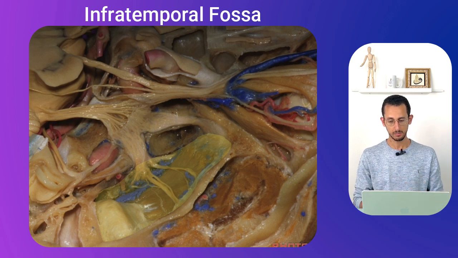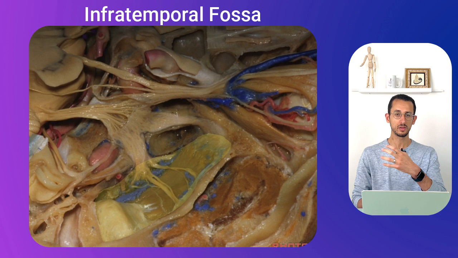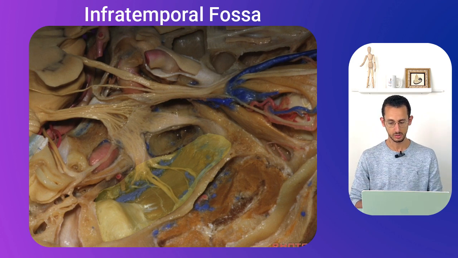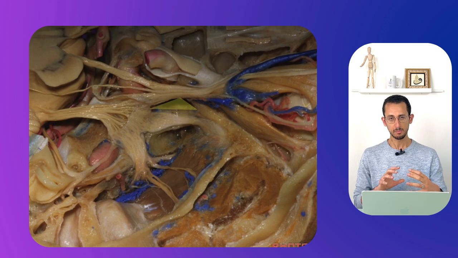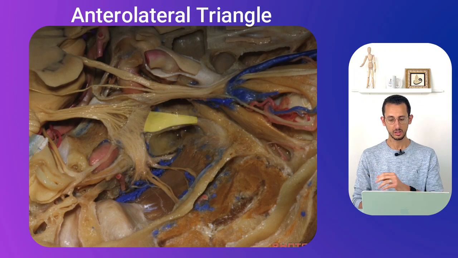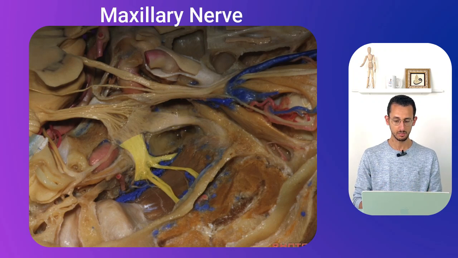Then we have the maxillary, which goes inferior to the cavernous sinus before going through the foramen rotundum and then into the pterygopalatine fossa. The last one is the mandibular, through the foramen ovale and then the infratemporal fossa. We will have two triangles made in relationship to those branches. The anteromedial triangle is formed by the angle between the ophthalmic and maxillary nerve, while the anterolateral triangle is formed between the maxillary nerve and the mandibular nerve.